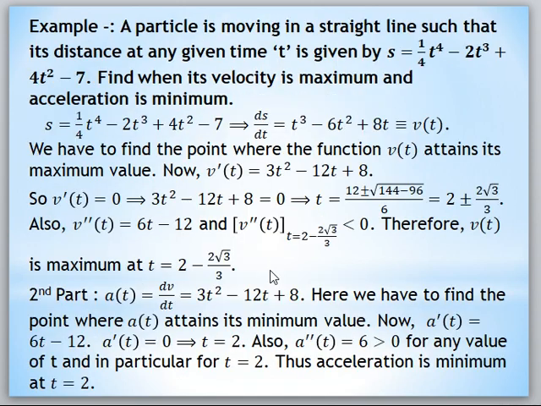So please go to the next problem. A particle is moving in a straight line such that its distance at any given time t is given by s is equal to 1/4 t to the power 4 minus 2t cube plus 4t square minus 7. Find when its velocity is maximum and acceleration is minimum.